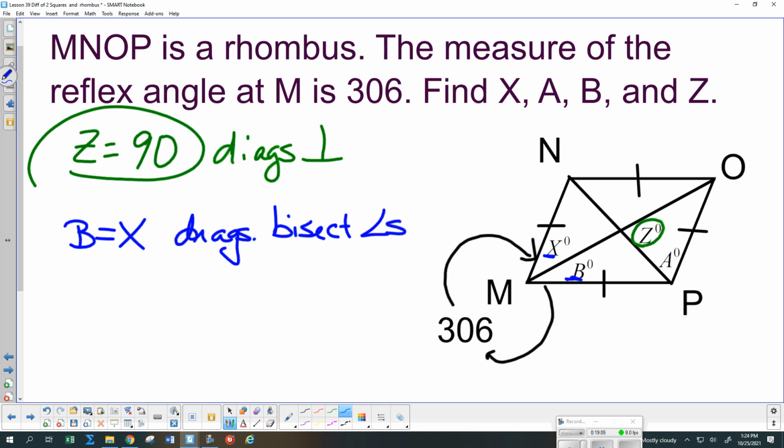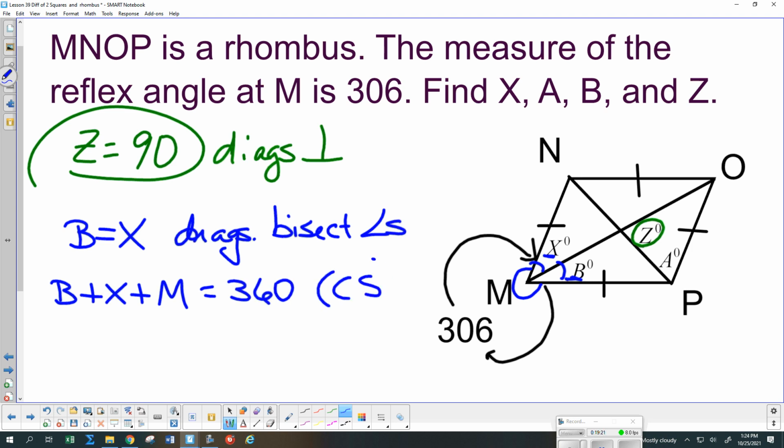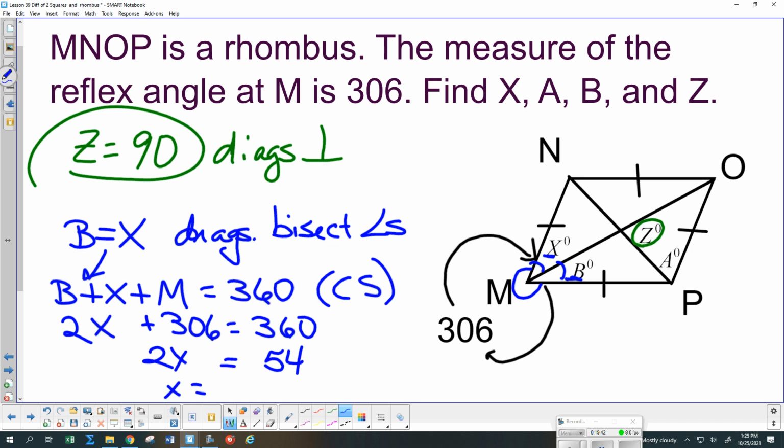Perfect. That's the next thing that we want to say. If I take X and I take B, and M goes all the way around there, if I take all three of those, I get 360 degrees. And that was circle sum. We know M is 306. And if B and X are equal to each other, I can substitute and make that either 2B plus 306 or 2X plus 306. Subtract 306 from both sides and we have 54. So how big does X have to be?